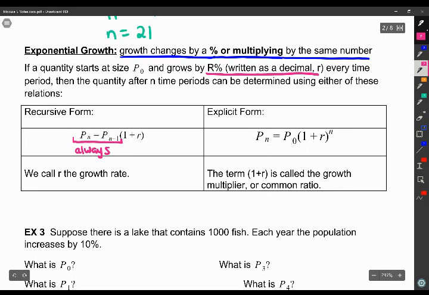Okay, when we're writing a recursive, the r is our growth rate. Okay, this time our growth rate is a percent, or it's going to be multiplied by the same number each time. And again, we call that r value the growth rate. In the explicit form, P sub n, again, is going to be your value at time n. P sub 0 is still your starting amount.